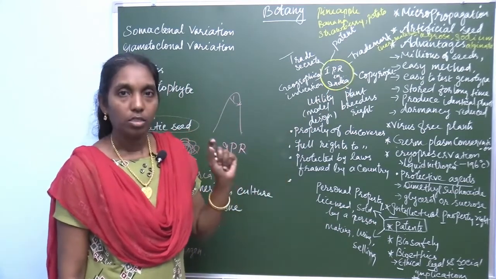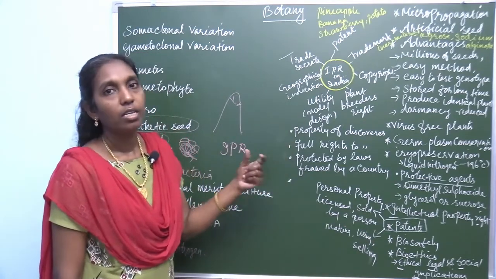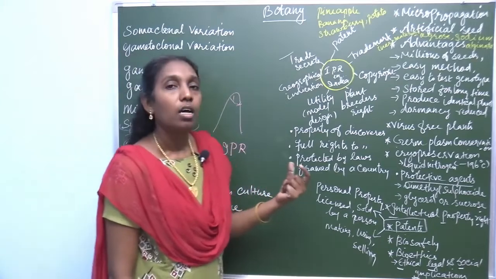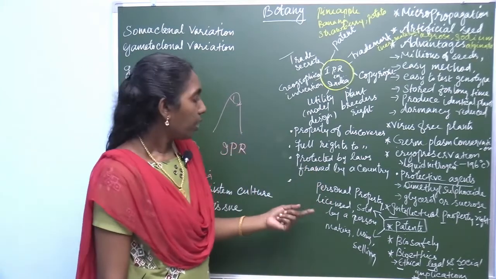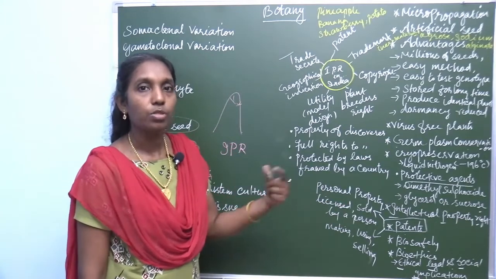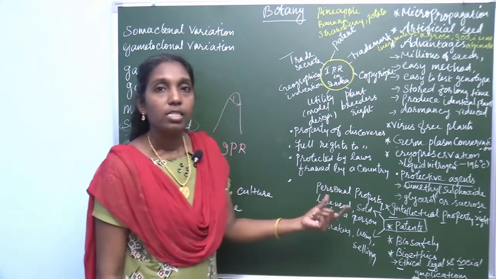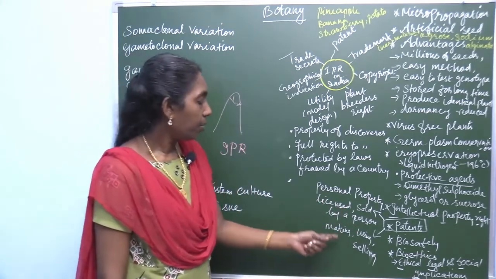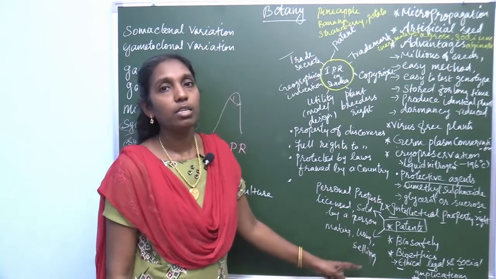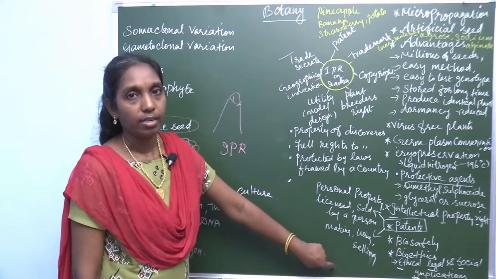A patent is the authority given to particular persons, in the form of a license, over personal property. He has the license to sell the property. Others cannot copy, use, or sell it. It is the ownership given to the particular inventor or discoverer.